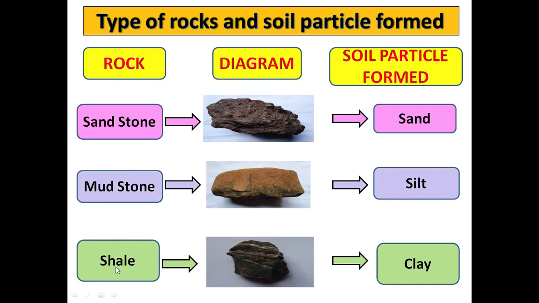And here we have shale, the third example of rock, and it forms clay. Now, one main difference between the shale and the mudstone is that the shale has lines in it that run parallel. So that's one way of knowing your shale. So the type of rock will basically determine the type of soil formed. And of course, we have different types of rocks.